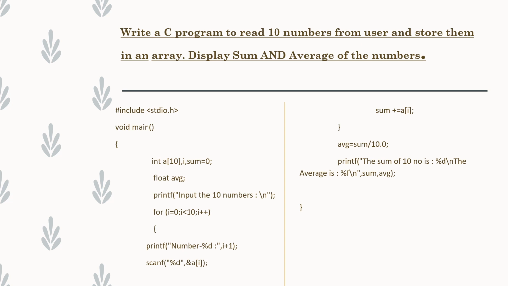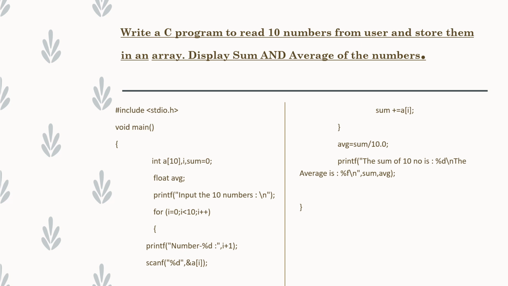Again, when i will be 3, sum will be equal to sum plus a of i. That means a of 0 plus a of 1 plus a of 2 are already stored in sum. Now it's doing sum is equal to sum plus a of 3. So the elements are getting added one by one. Till a of 0 to a of 9, all the summation will be done in this and my for loop ends.